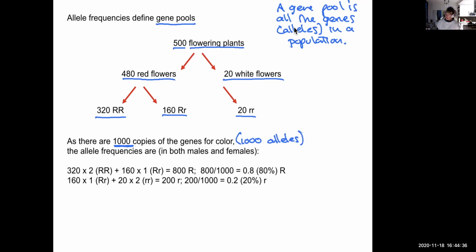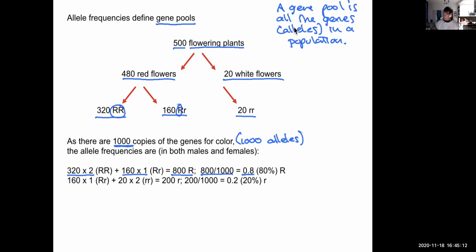So here are the allele frequencies. We're putting all the males and females together here. 320 times 2, because we've got 2 big R's there, plus 160 times 1, because we've only got one big R there. And that equals 800 dominant alleles, 800 red alleles, or 800 over 1,000. So our frequency is 0.8 or 80% of that particular allele.